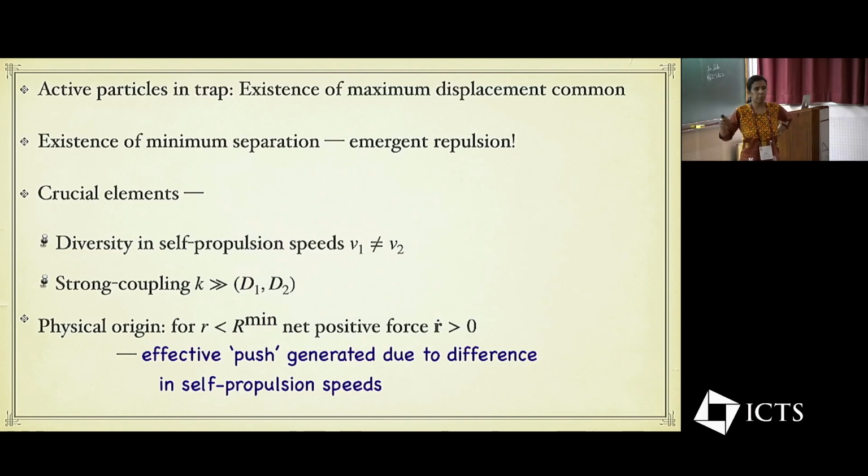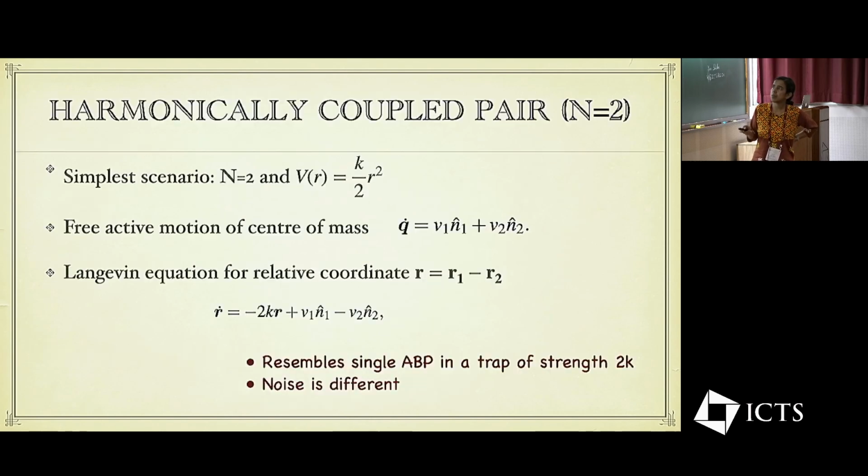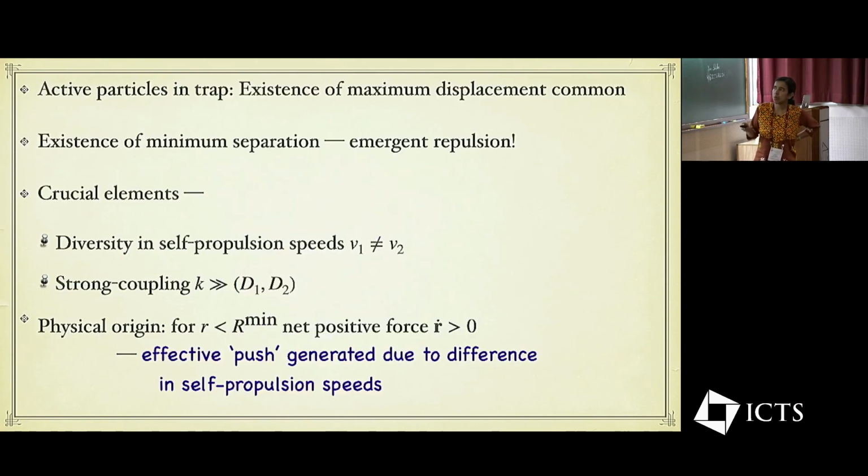This maximum displacement in a trap is quite common for any active particle moving in a strong enough trap; it cannot go farther than a particular point. But the emergence of this minimum point, so the distance must maintain a minimum value, is something new, coming purely because of the self-propulsion speed and also because of the strong coupling regime that we have assumed. So what happens physically is that when R is smaller than this distance, there is always an effective push due to the difference of the self-propulsion speeds, and that effective push generates the repulsive effect.